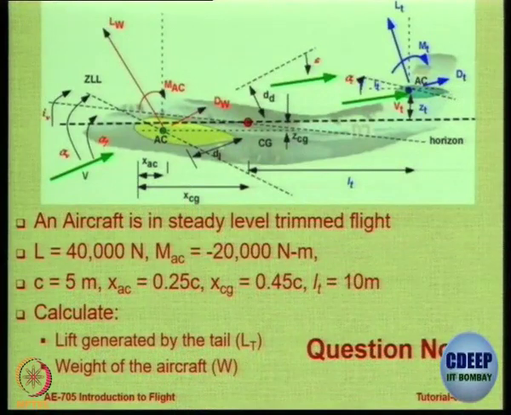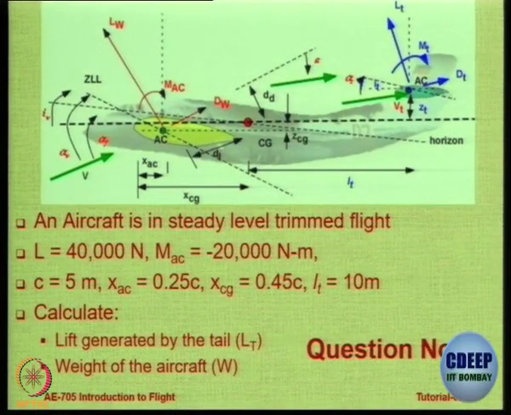So remember all these three words are going to be used in the calculation. Okay. So in this condition, the aircraft is having a lift of 40,000 newtons and the moment about the aerodynamic center, I do not know how they measured it, is minus 20,000 newton meter. The wing has a chord of 5 meters, XAC is quarter chord. XCG is 0.45C. These are some typical values.